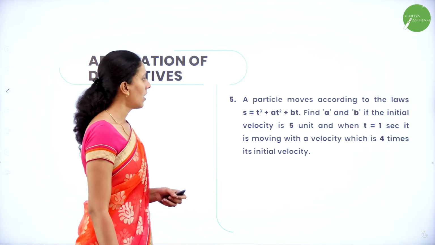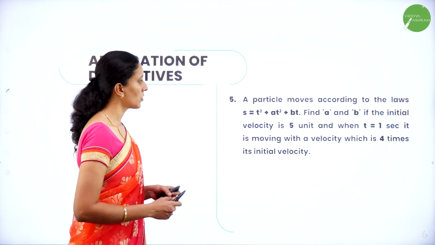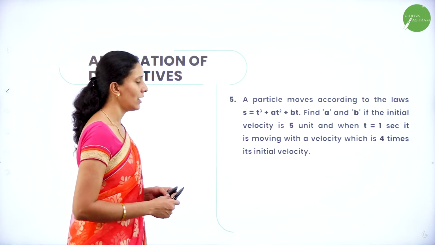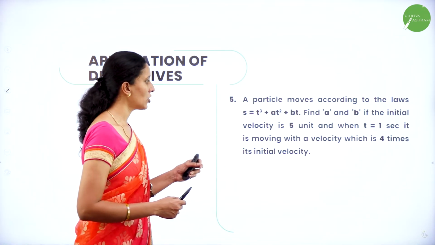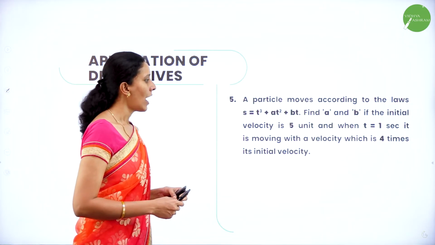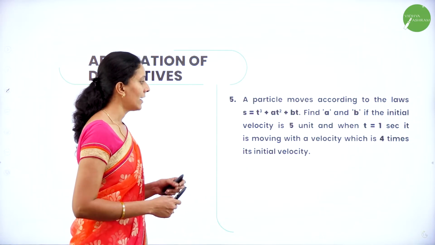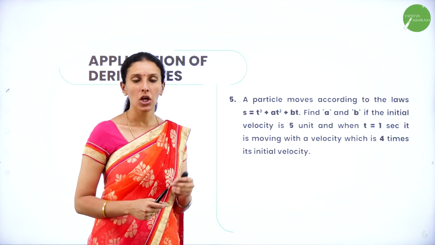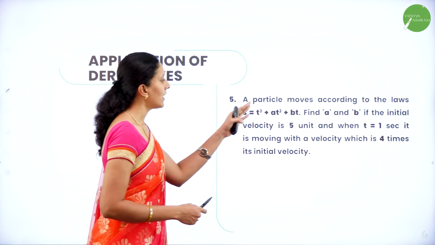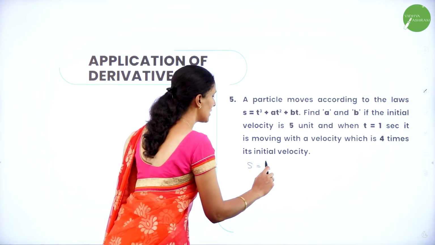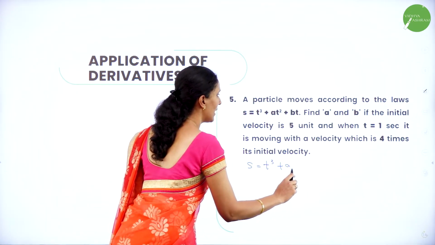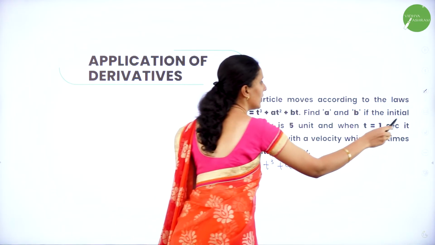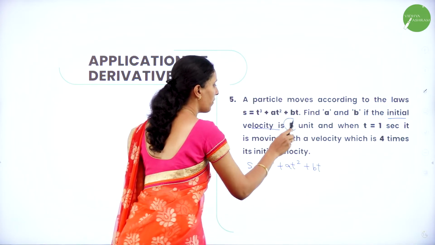Next question. A particle moves according to the law S is equal to t cube plus at square plus bt. Find a and b if the initial velocity is 5 units, and when t is equal to 1 second, it is moving with a velocity which is 4 times the initial velocity. Now, a particle is moving with displacement S is equal to t cube plus at square plus bt. They have given the initial velocity is 5 units.